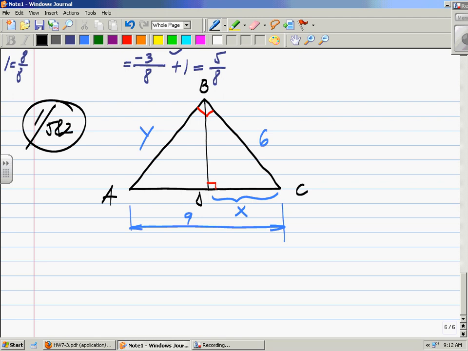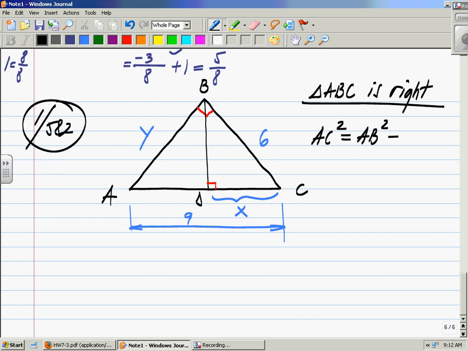Can you find any? And triangle ABC is what kind of triangle? Triangle ABC, it's right. Which means what? What theorem can you apply here? It's the right triangle. Pythagoras theorem, which says what? The square of the longer side, in this case AC squared, will equal the sum of the squares of the shorter sides, right? AB squared plus BC squared.